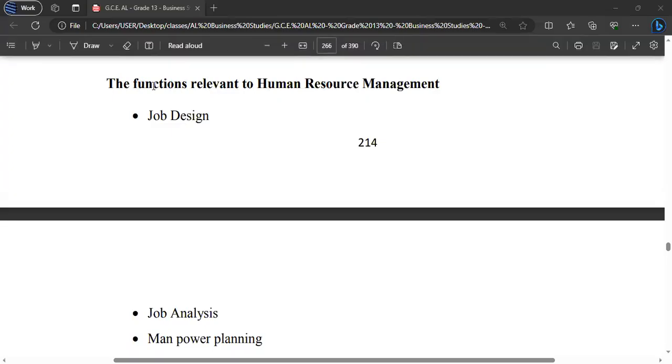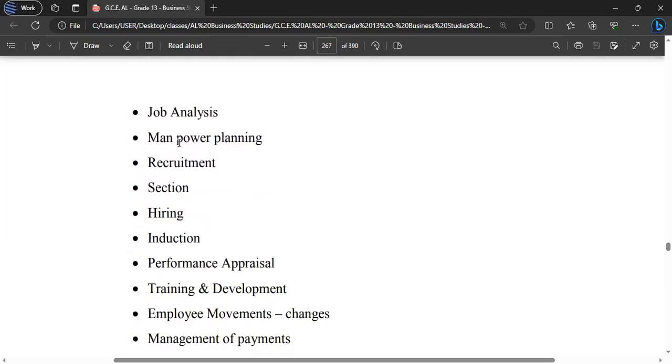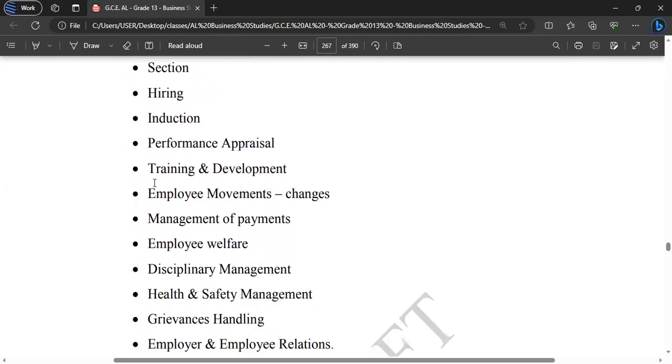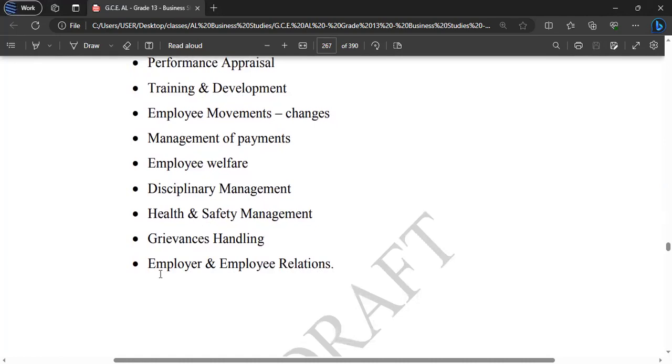So today we are going to discuss the functions relevant to human resource management. We have job design, job analysis, manpower planning, recruitment, selection, hiring, induction, performance appraisal, training and development, employee movements, changes, management of payments, employee welfare, disciplinary management, health and safety management, grievances handling, employer and employee relations. So nothing to worry, we will be discussing each function now.